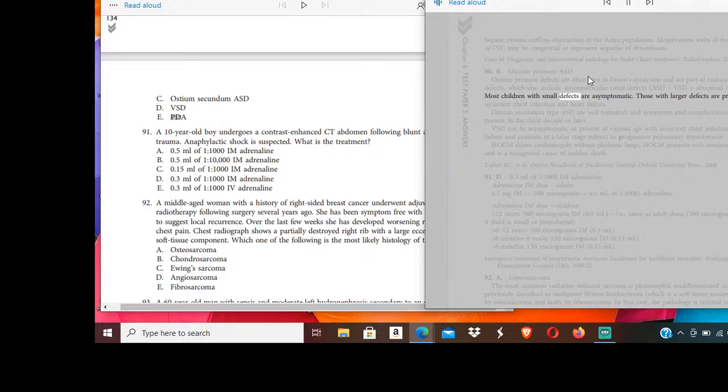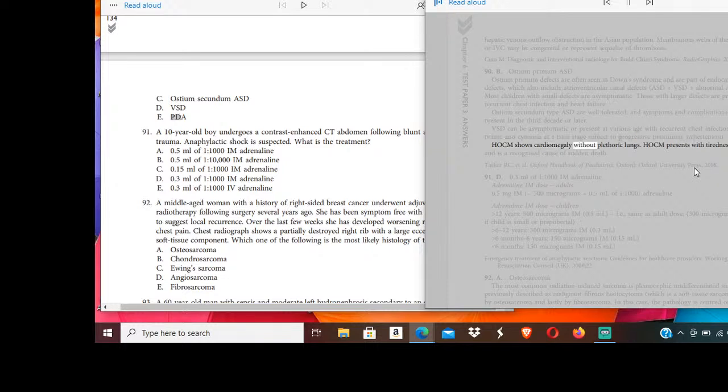Most children with small defects are asymptomatic. Those with larger defects are predisposed to recurrent chest infection and heart failure. Ostium secundum type ASD are well tolerated, and symptoms and complications usually only present in the third decade or later. VSD can be asymptomatic or present at various ages with recurrent chest infection or heart failure, and cyanosis at a later stage subject to progressive pulmonary hypertension.